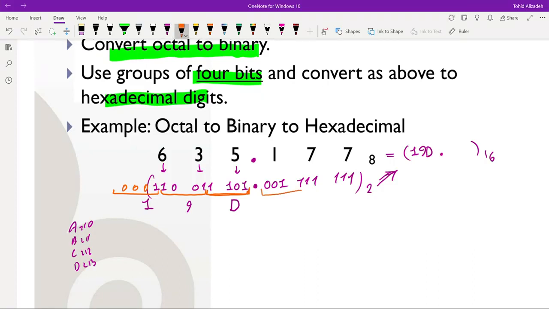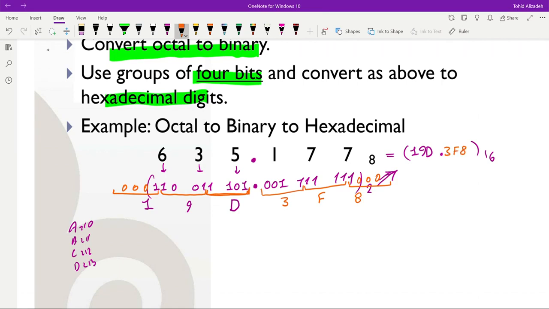For the fraction part, we will start from the leftmost digit and create groups of 4 digits. For the rightmost one, we have a single digit, so we can append 3 zeros to its right side, because for the fraction part, we can add as many zeros as we want. The value of the number will not change. And then we just find their equivalent in hexadecimal. 0011 will give us 3, 1111 will give us F, and 1000 will give us 8. So we will have 3F8.